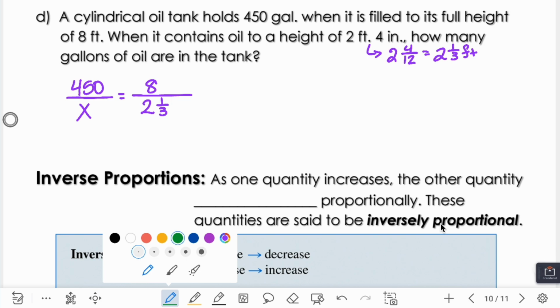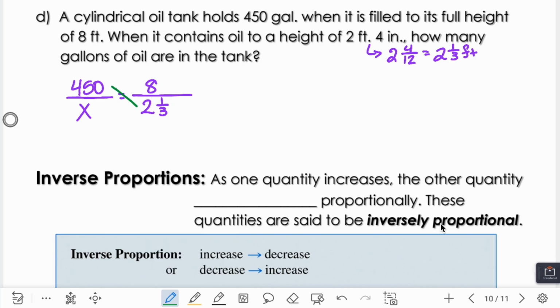Cross products are still equal, so we do 450 times 2 1/3, which is going to give you 1,050. And x times 8 is 8x. So when I divide by 8, we're going to get 131.25, and this was asking how many gallons of oil are in the tank, so this would be gallons.